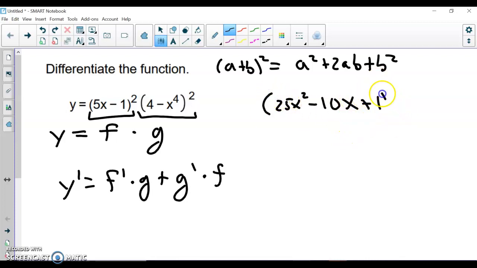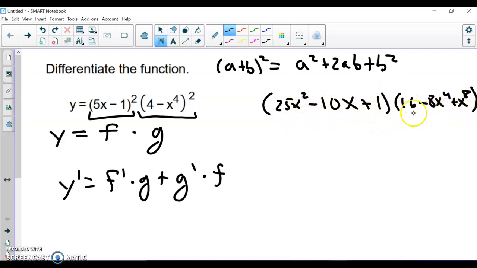And then if we square the second binomial, we get 16, minus 4 times negative x to the fourth, doubled, which gives you negative 8x to the fourth. And then if you square x to the fourth, in this case you get positive x to the eighth. Like that. And then you can distribute these terms here.